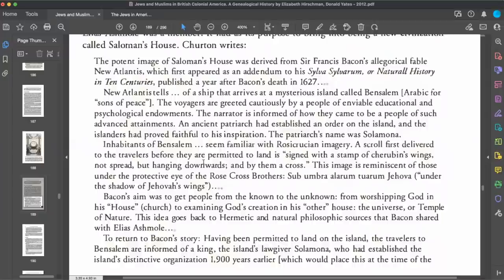Jehovah, it says, or Hawa, right? Under the shadow of Jehovah's wings. So maybe they're Jehovah, huh?